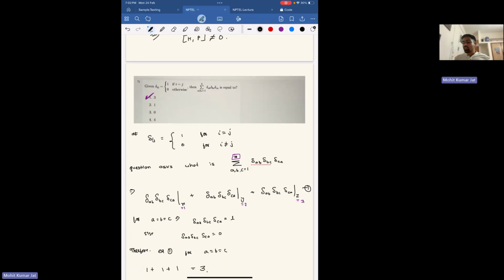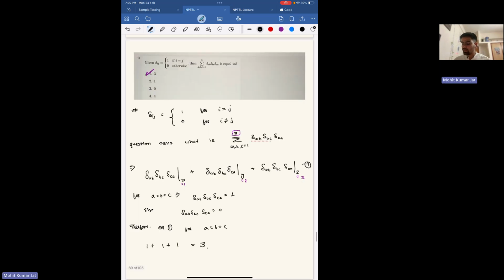That delta ij Dirac function is given, which is 1 if i equals j, else otherwise it is 0. Then the summation over a, b, c equals 1 up to 3 of delta ab, bc, ca is equal to, so it's like in 3 dimensions, you can take the summation over each of these for a equals b equals c, which will be nothing but 3. So the correct answer is 3.